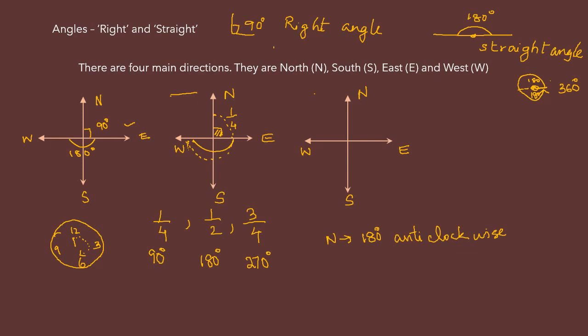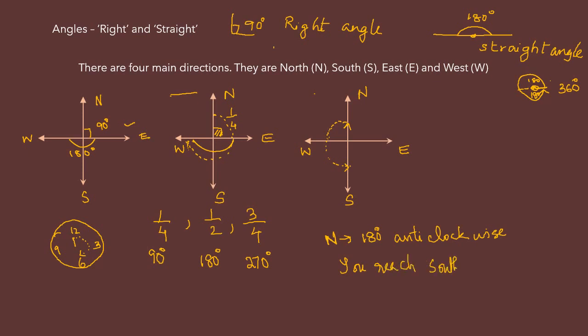So here, I am asking you to start from north. You are facing north and standing, and I am asking you to turn 180-degree anti-clockwise. Anti-clockwise means opposite to the direction of the clock rotation, so you have to move this way. How much you have to move? 180. Here you reach a 90-degree turn, then again you have to move, so you reach a 180-degree turn. Where do you reach? You reach south.